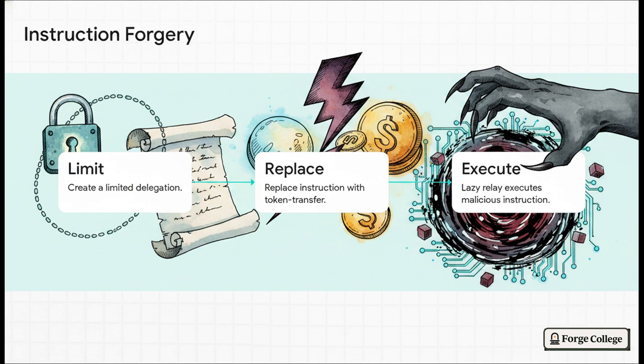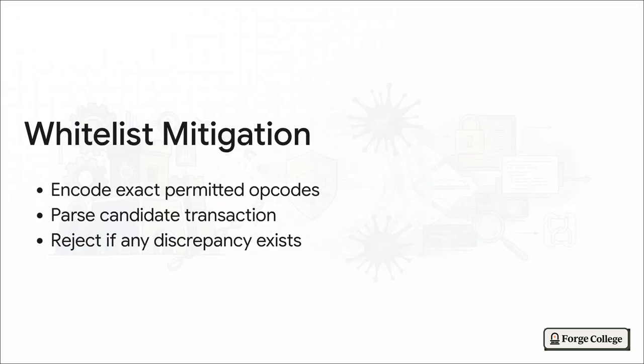Step 3, submit it. If your relay is being lazy and doesn't actively parse the concrete instruction layout to verify it against the actual delegation constraints, it's just going to execute that malicious transaction. You've successfully forged an instruction. The fix here is simple but strict.